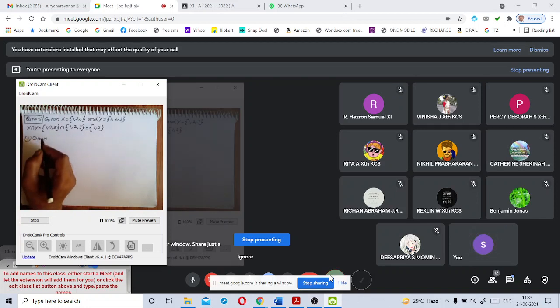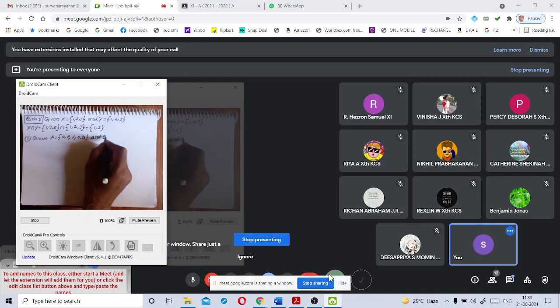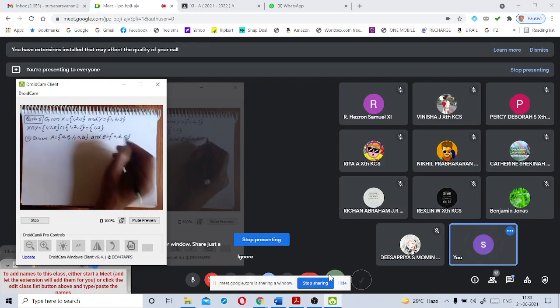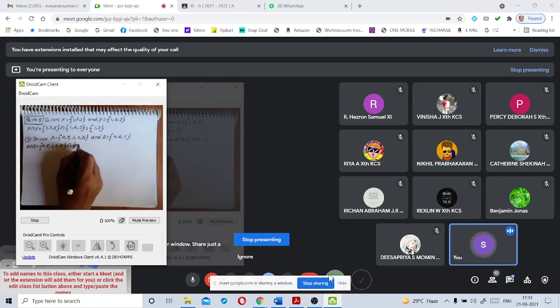Next, second question. A is equal to set A, E, I, O, U, and B is equal to set small a, B, C. Now A intersection B. A is equal to set A, E, I, O, U, intersection set A, B, C. Now can you tell me the intersection of these two sets?